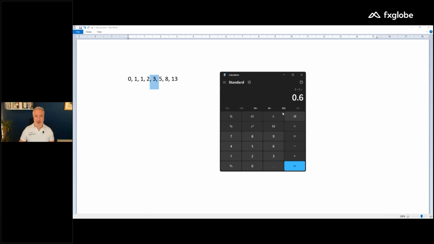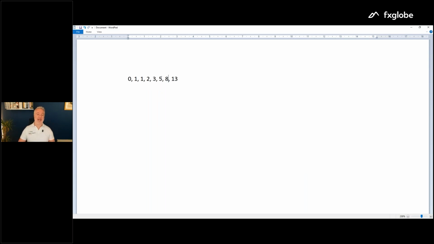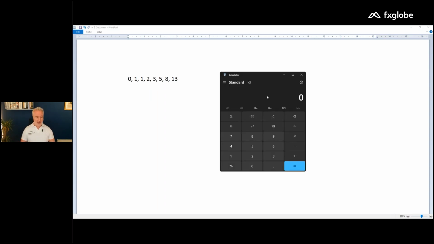Now we're going to go the other way. So now we're going to take the 8 and divide it by 5. We'll take the 5 and divide it by 3. So we're going to go in the other direction. All right. So let's start with 13 divided by 8. We get 1.625. Then let's try again. Let's go 8 and divide that by 5. We get 1.6. 5 divided by 3. We get 1.666. And let's go 3 divided by 2. And we get 1.5, and so on.